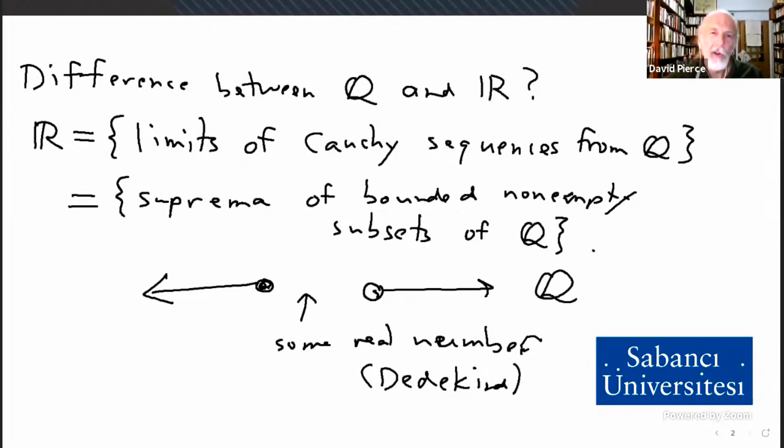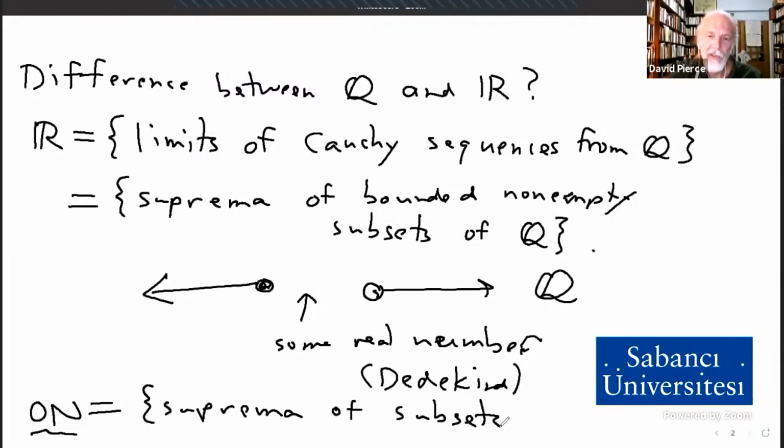So anyway, we're talking about ordinals. I'm going to say the class of ordinals is the class of all suprema of subsets, but still subsets of ON. Okay, this is a bit strange. We'll have to explain this. Let me go to another page.